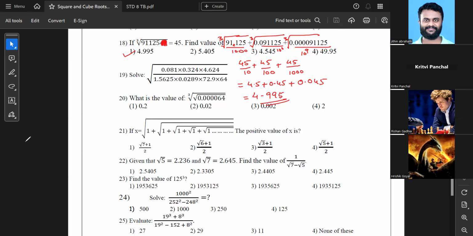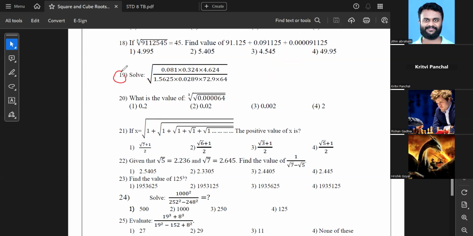Okay, I'm erasing this now. Question number 19, we have to solve this. So first of all, let's adjust the decimals. Over here I have to adjust 1, 2, 3 decimals. Over here 3 decimals. Over here 3 decimals. So in total over here I have to adjust 9 decimals. Right? 3, 3 and 3.